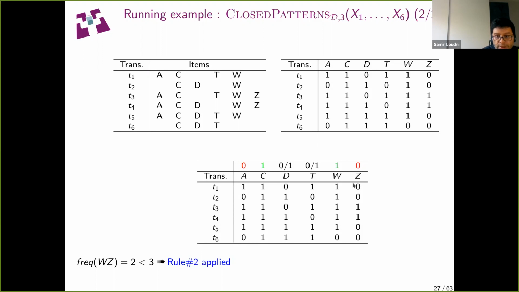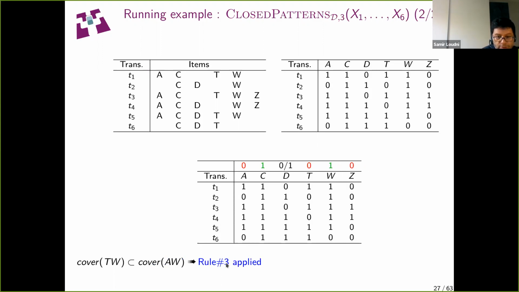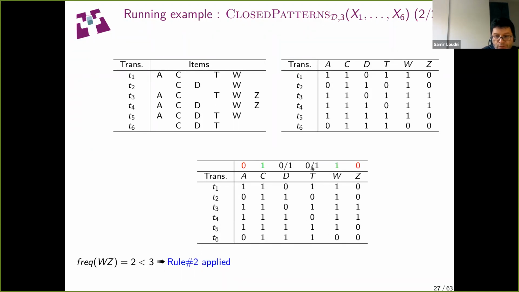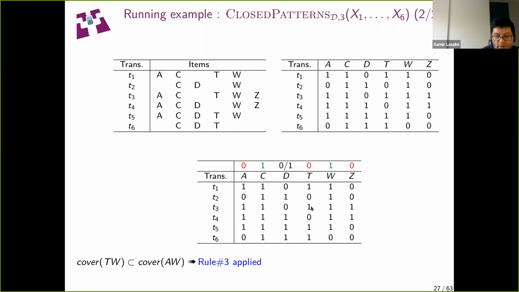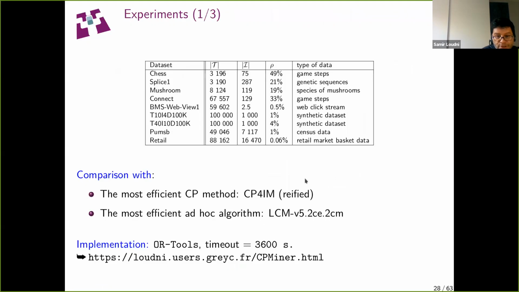We can continue here. By applying rule 3, we can remove value 1 from the domain of the variable associated to item T. The reason is that the cover of TW is a subset of the cover of AW, and A is an absent item, so we can infer that we can simply remove the value 1 from the domain of the variable associated to the item T. So this is the filtering performed with the closed pattern global constraint.